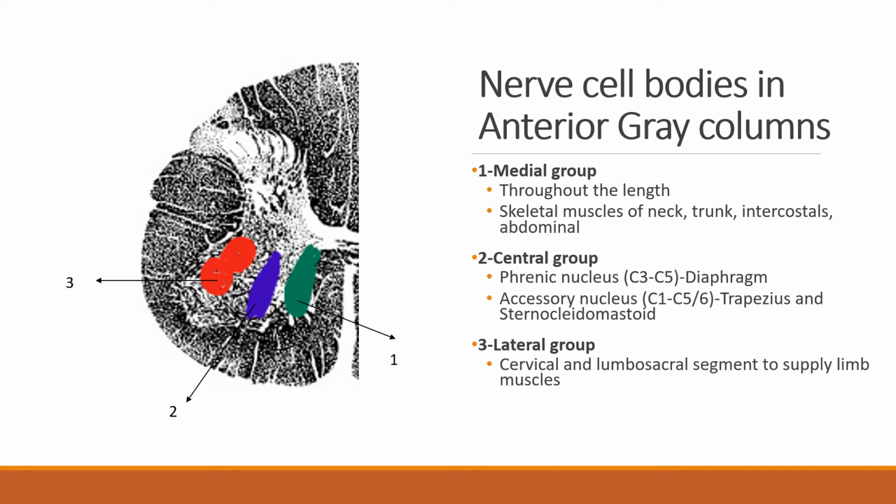And the latter group, which is marked 3 and is colored red, it is present only at cervical level of the spinal cord and lumbosacral segments of the spinal cord. And these neuron cell bodies are going to supply the upper and lower limbs. Remember, upper limb is supplied by brachial plexus and the lower by lumbar plexus.